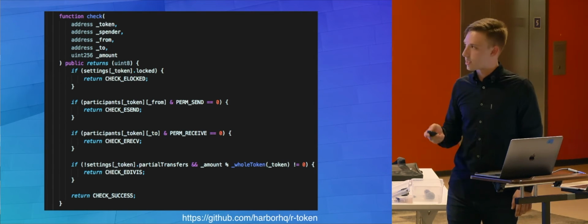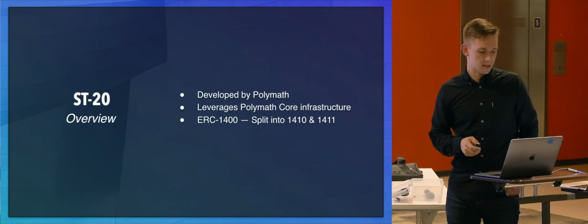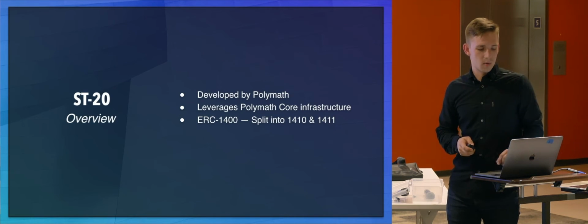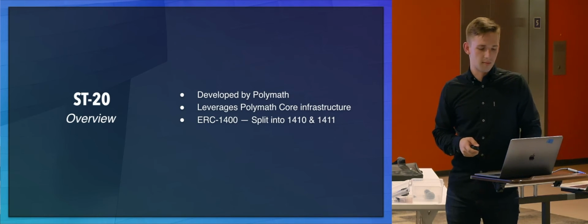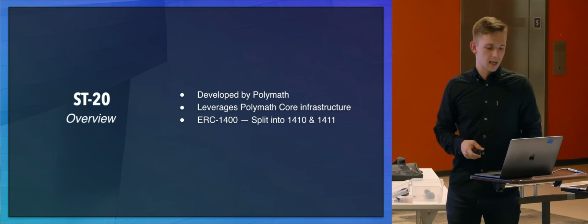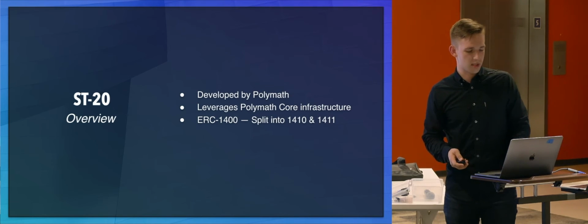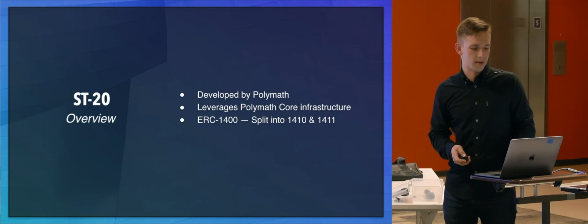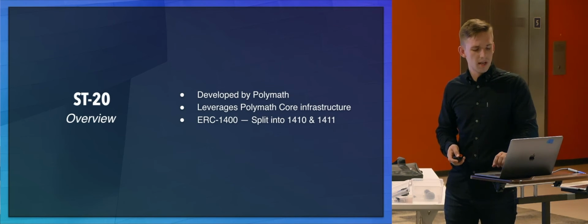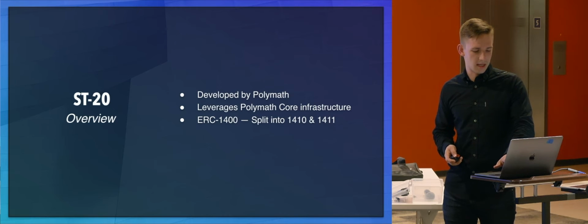We're going to talk next about ST20. So ST20 was introduced April of this year by Polymath. Polymath is a company that deals specifically with issuing security tokens through their DApp, which is a collection of smart contracts referred to as Polymath Core on their GitHub. Some good stuff Polymath's been doing.